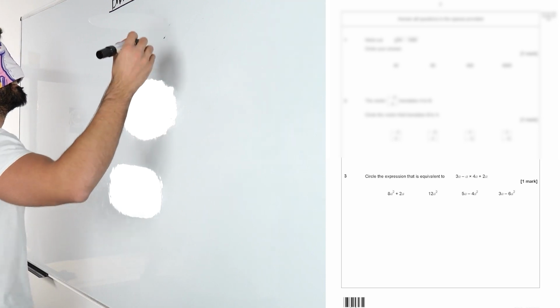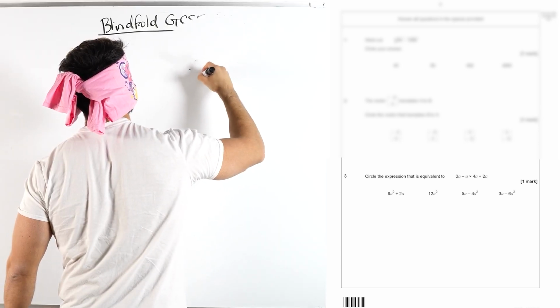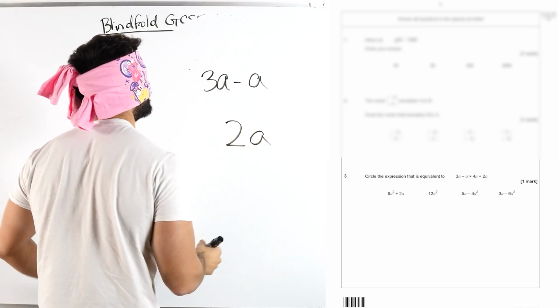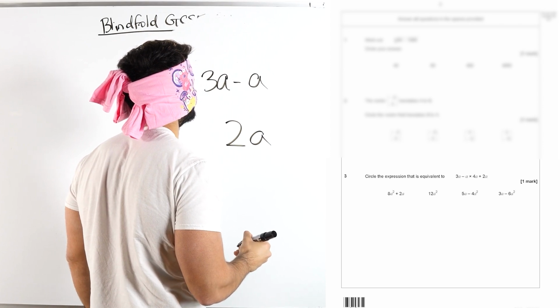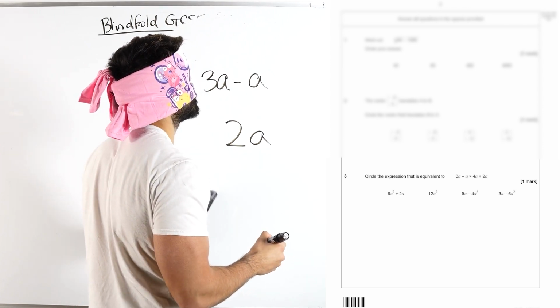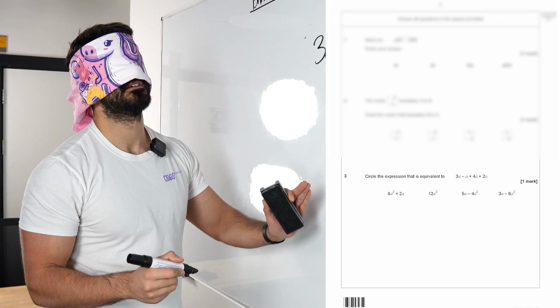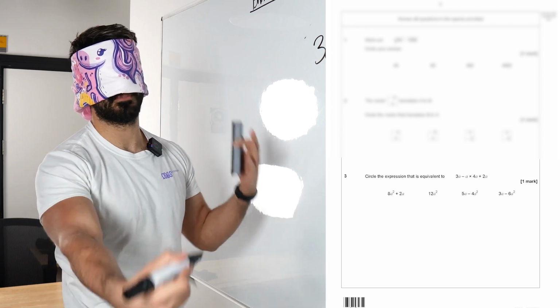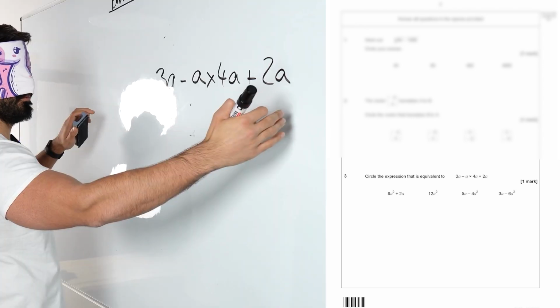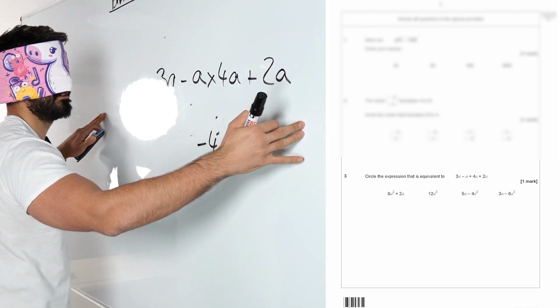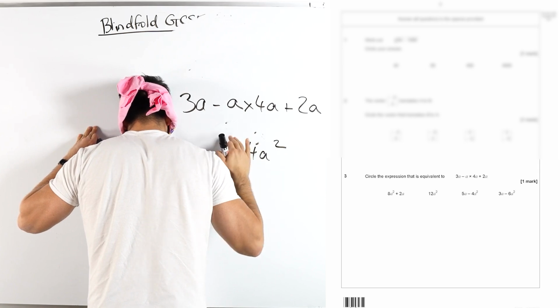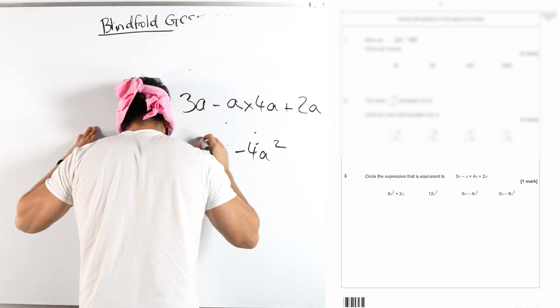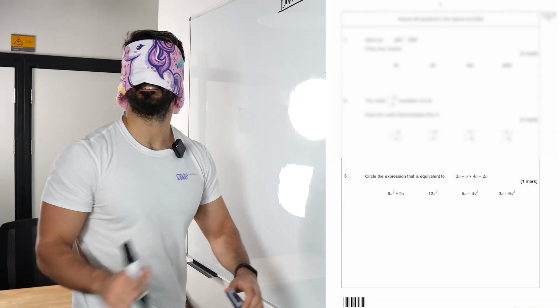Circle the expression that is equivalent to 3A minus A multiplied by 4A plus 2A. So 2A. Wait, I'm not done. Minus A multiplied by 4A plus 2A. Are they in brackets? No brackets at all. At the end, was it plus 2A? And we had 3A here, right? 5A minus 4A squared. Okay, that's your attempt.